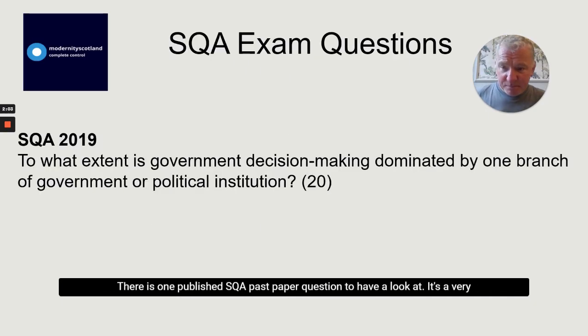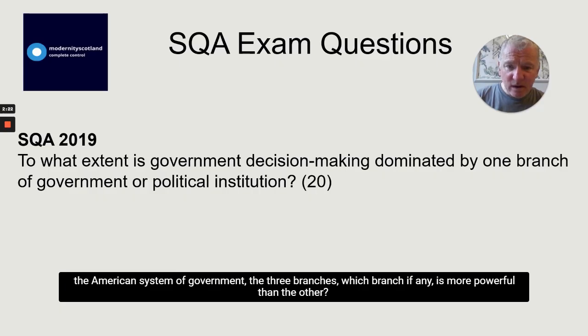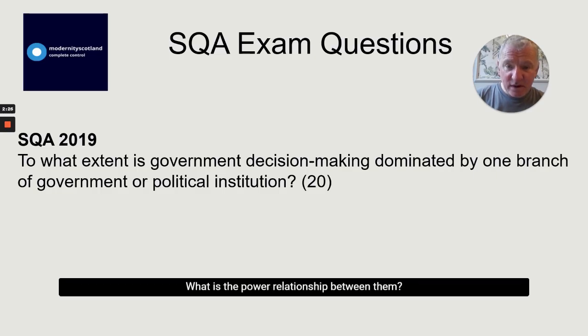There is one published SQA past paper question we can have a look at. Very typical question: to what extent is government decision making dominated by one branch of government or political institution? That really captures what this topic is all about. It's really looking at the American system of government, the three branches, which branch is more powerful, is there one which is more powerful, and what is the power relationship between the three branches of government.